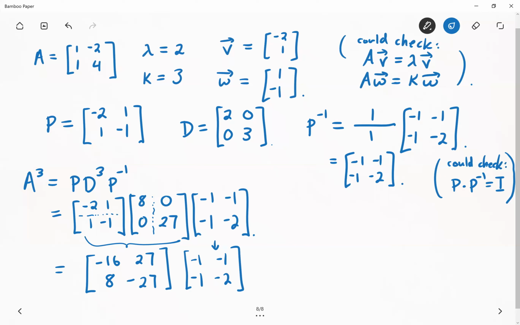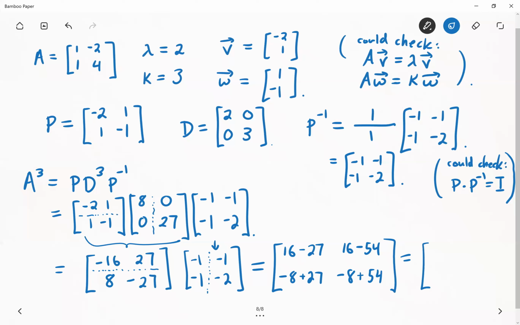And so now we'll multiply together these two. I'll put my helpful lines here. Let's see, this first dot product is going to be, write out the sum, -16 minus 27. Then the top right will be 16 minus 54. Bottom left will be -8 plus 27. And bottom right will be -8 plus 54.